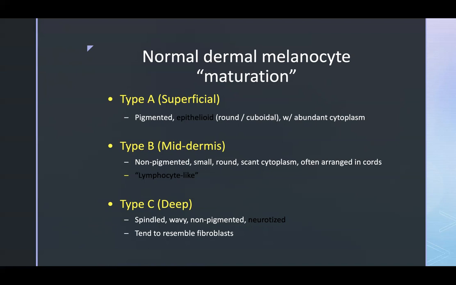Type C, though, are the deep melanocytes, and these are often spindled, wavy, and non-pigmented, and they are described as neurotized because they look so much like neural cells. They actually tend to resemble fibroblasts in many ways. But if you were to stain all of these cells for SOX10, a nuclear marker for melanocytes as well as neural cells, they would all stain positive for SOX10. So by definition, they are SOX10 producing cells.